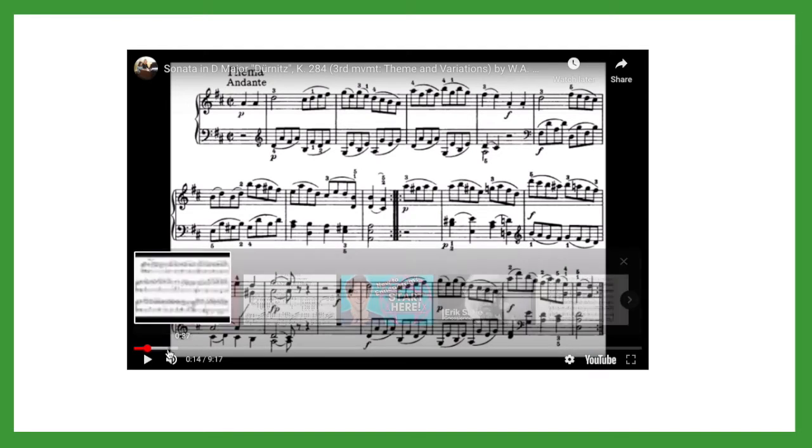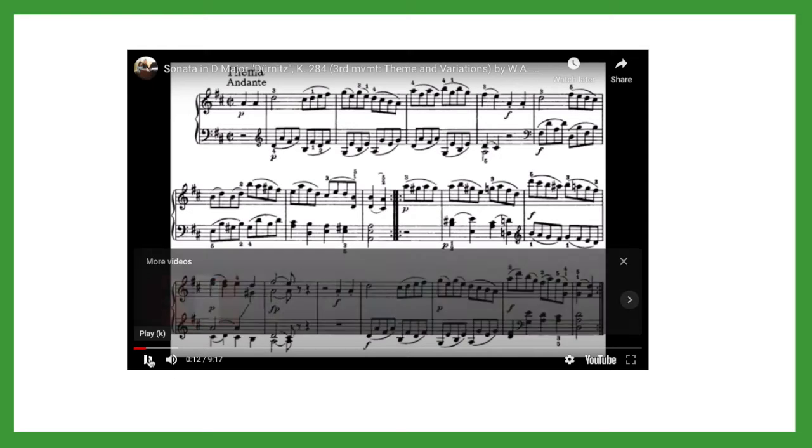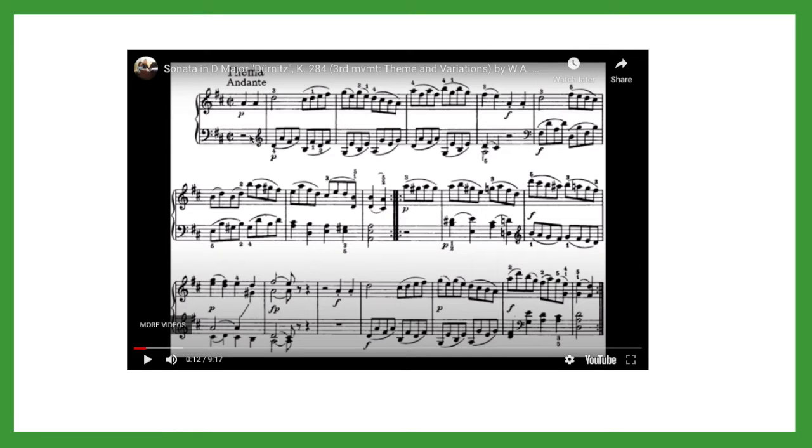Okay, let's listen to it one more time. So, the key signature is in D major, and it started with the Alberti bass in D major, but somehow it did not end in D major, but instead it's in A major. Strange, right? Because what happened is what we call a modulation.